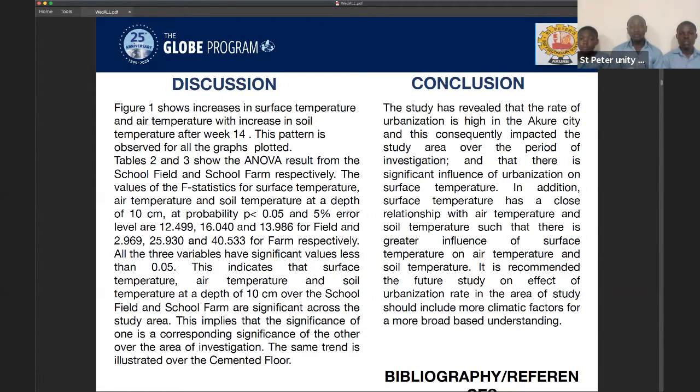For the future study, we recommend that the federal government lay some emphasis on the effect of urbanization rate, and that more climatic factors be added so that there will be a broad-based understanding of surface temperature. Next slide.